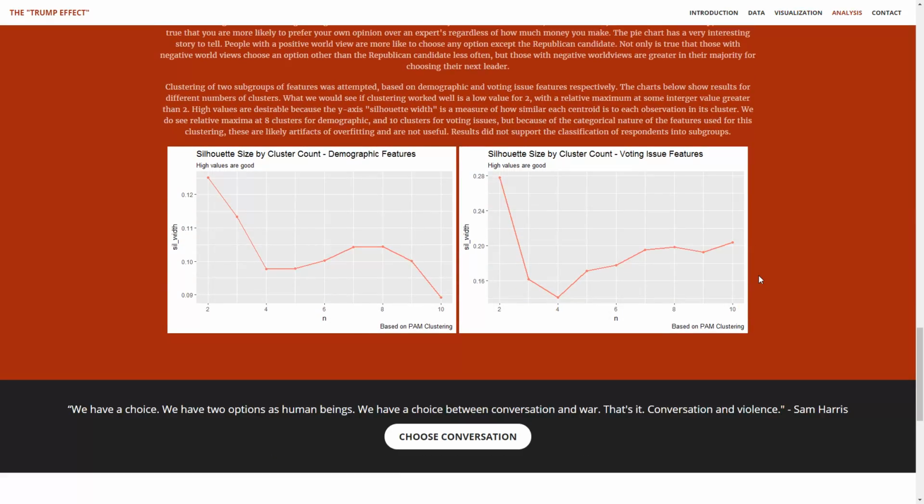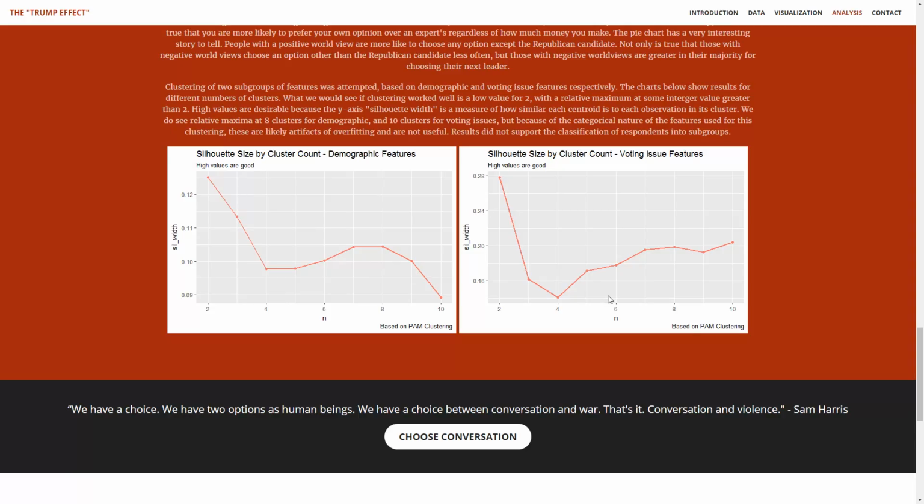So they have greater unanimity in their majority. And finally, I attempted some clustering on this, but as you can see from these plots, there was an initial decrease, which in this case is bad because we're going for silhouette width, which is how similar each centroid is to each node in its cluster.